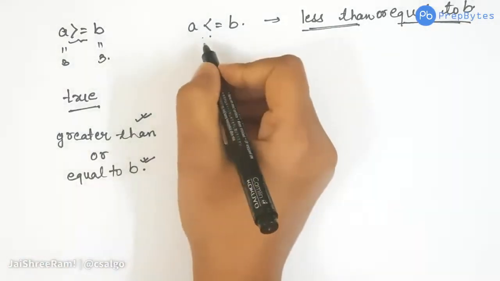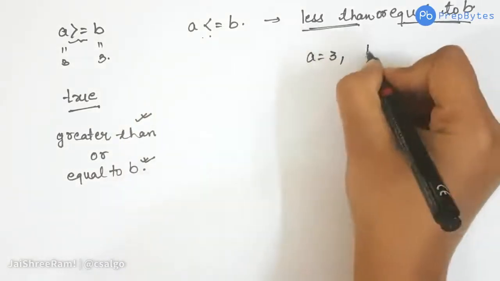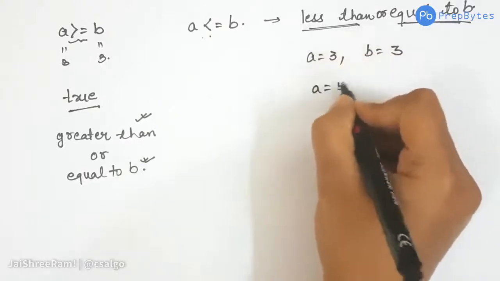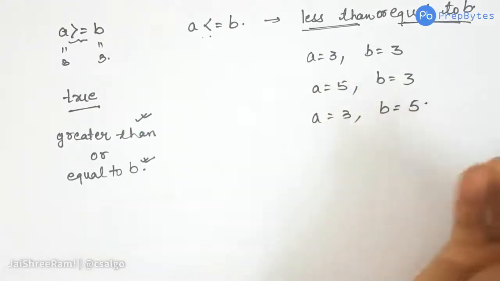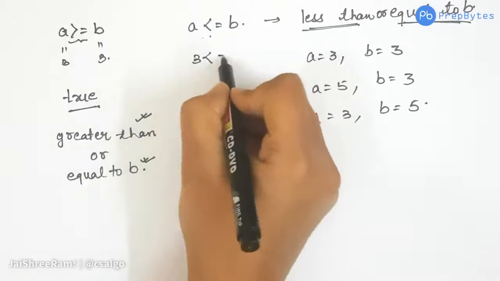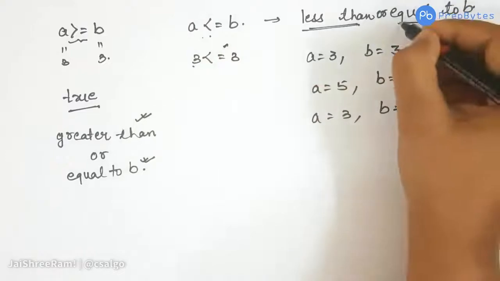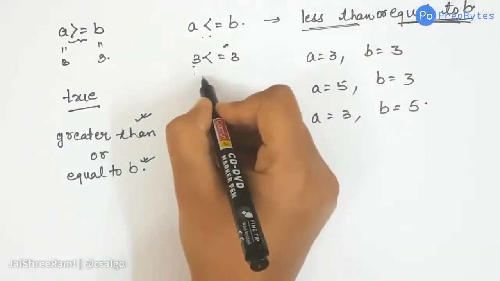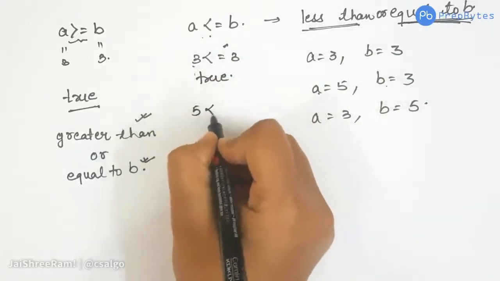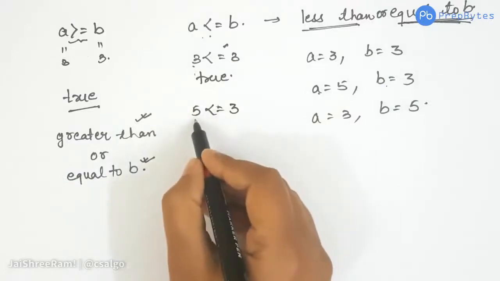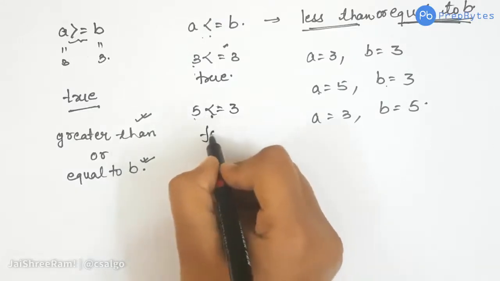So let's say what are the scenarios in which we will get true and false. Let's say A equal to 3, B equal to 3; A equal to 5, B equal to 3; A equal to 3, B equal to 5. Now let's check here. We are checking whether 3 is less than or equal to 3. Yes, 3 is equal to 3. The equal to condition is true, so we will get the answer as true. Now let's say A is 5, B is 3. Is 5 less than or equal to 3? No, 5 is neither less than nor equal to 3, so I get false.